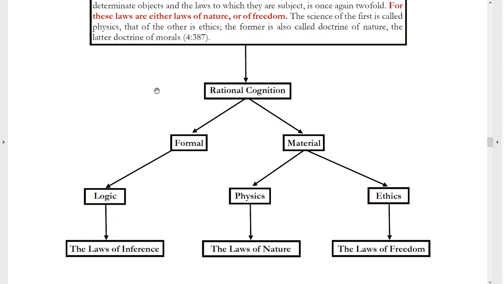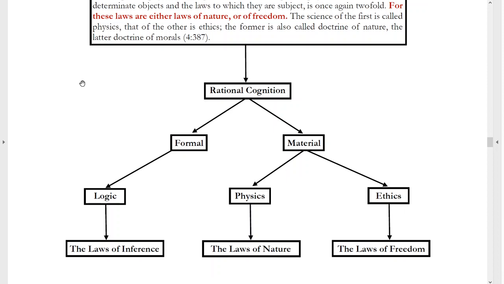Now, the right side of the graph, the material side, will be more important for us, but I'll say a few things about the formal side. The only science of the 3 which Kant says is concerned with something formal is logic. And why is this? Well, essentially what the logician does is study arguments. And so let's take a really easy, straightforward example of a classic argument called a syllogism.